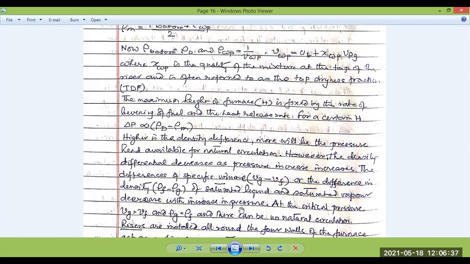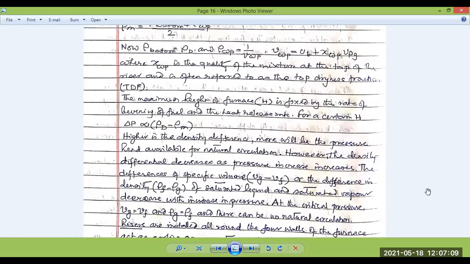X top refers to the mixture at the top. The manufacturing height of the furnace is fixed by the ratio of the boiler and the heat resistance plant. For a certain height, delta P is proportional to rho D minus rho M. Higher is the density difference, more will be the pressure head available for the natural circulation.